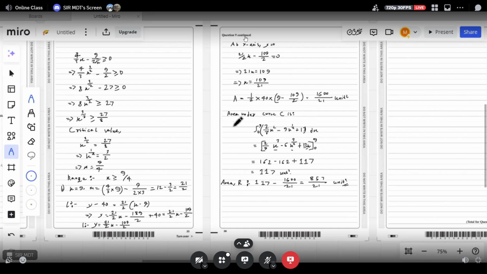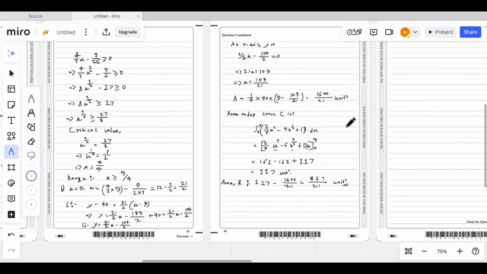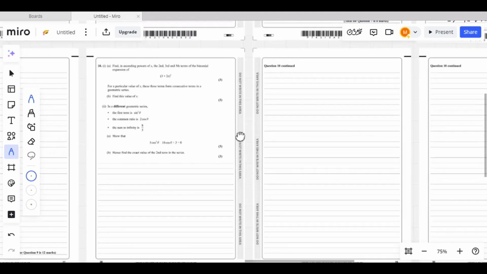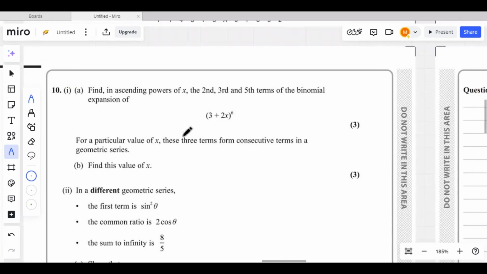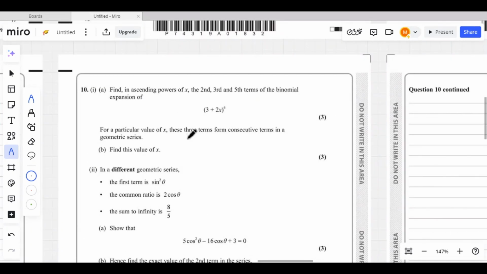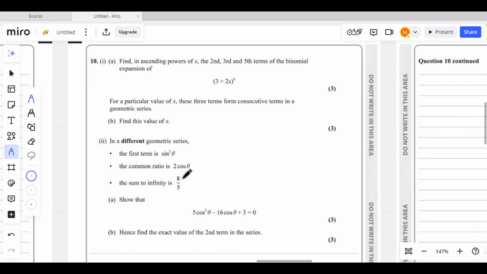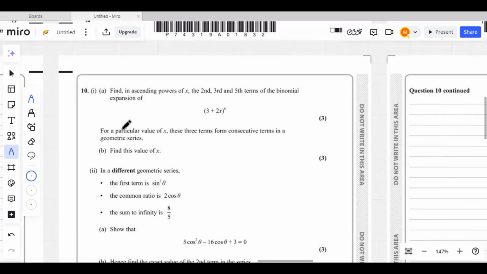Okay, so let's start the last question of this October 2023 paper. Number 10. This is from binomial expansion. So it is mixed with binomial expansion and series. Part B is from sequence and series. Part 2. Let's see. Part 1.